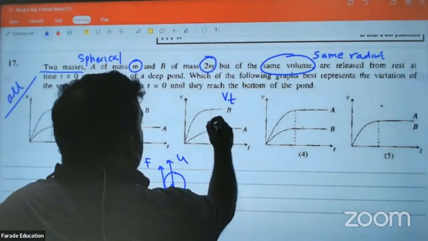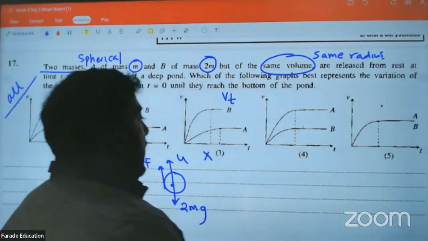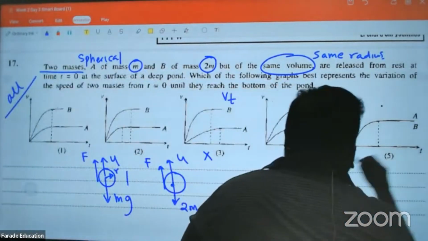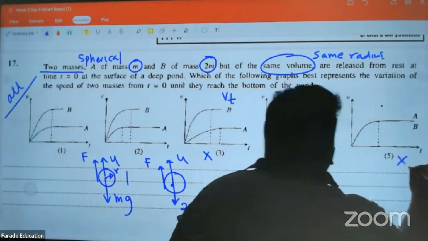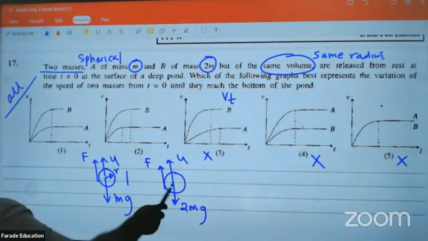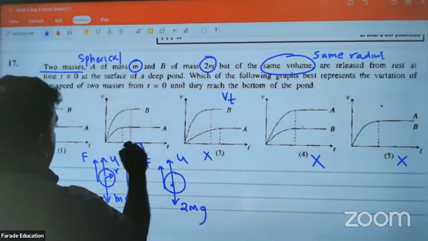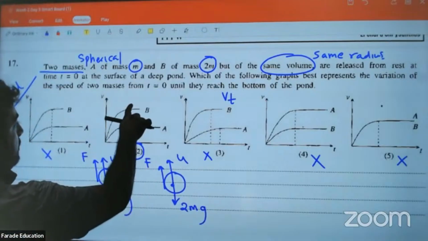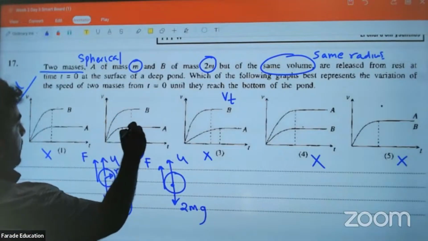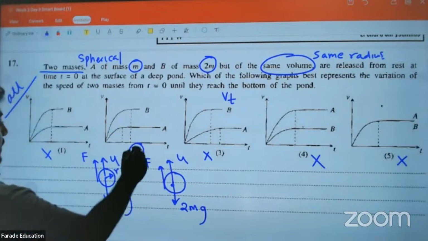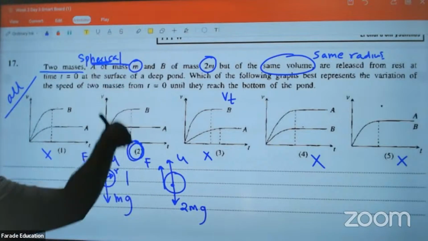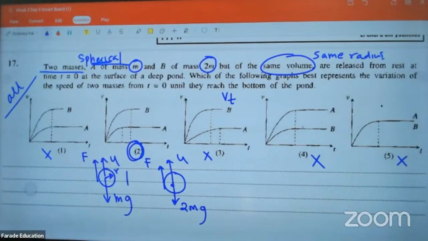Here B takes a shorter time. That's wrong. Here A and B reach at the same time. Wrong. A and B will not go together. Resultant forces are different. They will have different acceleration. Here they reach the same terminal velocity. That's also wrong. So what can you say? Actually, the heavier mass will take a longer time to reach a bigger velocity. The lighter mass will quickly reach terminal velocity. If they gave you spherical, the correct answer is answer number 2. Right there.